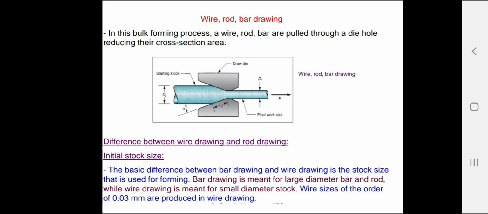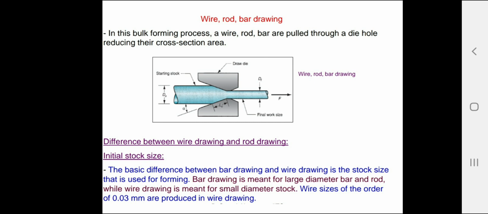In bulk forming processes, a wire, rod or bar is pulled through a die, reducing its cross section. In bulk forming we also discuss the different forging operations and rolling operations. All this comes under bulk forming processes.